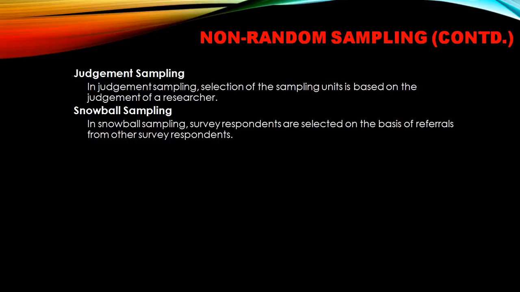That is based on my judgment. So the sample that I pick from Chandigarh would become a judgmental sample. Now, snowball sampling. In snowball sampling, the survey is conducted with the help of respondents, and I take referrals from the respondents to increase my respondent base.